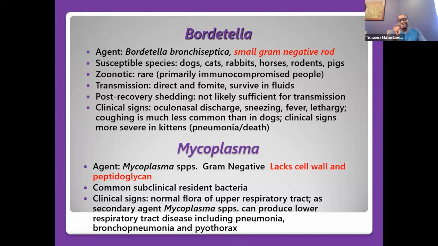On the agent characteristics, this microorganism lacks a cell wall and lacks peptidoglycans. Why is it important in shelter medicine?